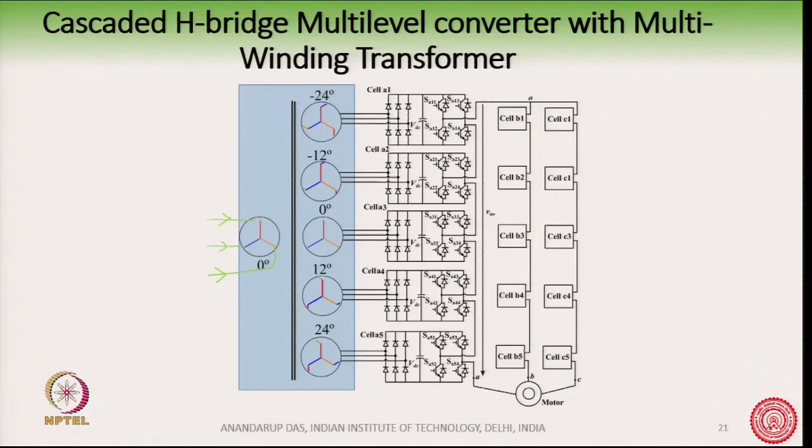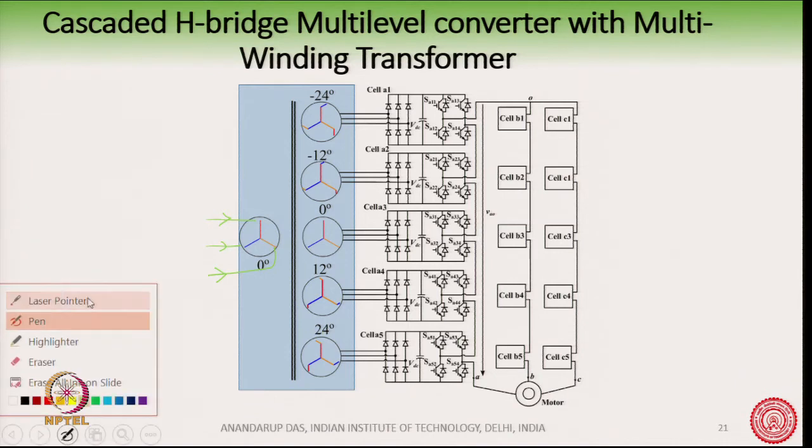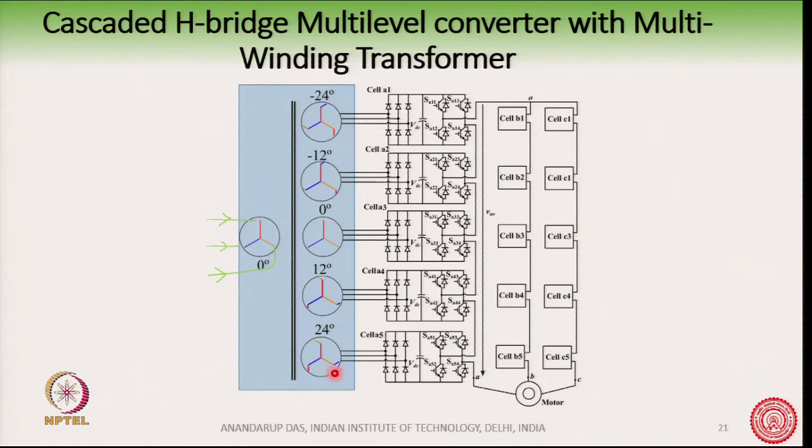In this cascaded H bridge converter, we had said that we require isolated DC sources. That was a disadvantage. So, we need a transformer with several secondaries, that was a disadvantage.